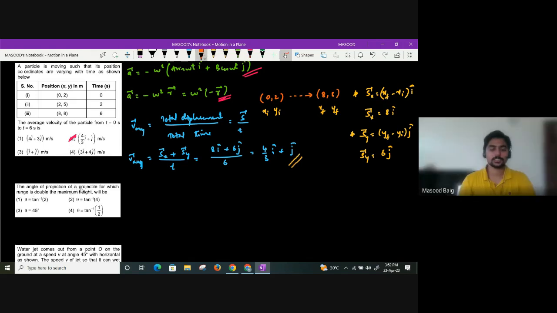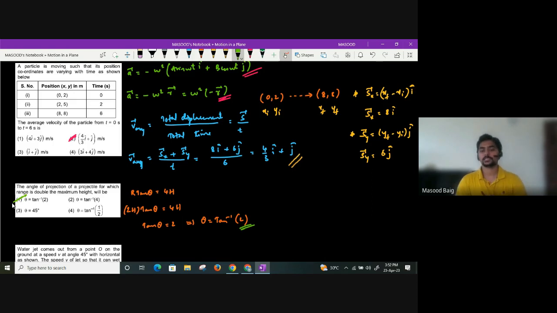Angle of projection of a projectile for which range is double the maximum height. Now, just now we have seen that there is a certain relation between range and maximum height. What is that relation, beta? R tan theta will be equal to 4h. What they are saying is the range is double the maximum height. So here can I say R value will be 2h or not? 2h tan theta will be equal to 4h. What will I get tan theta as? 2. Implies what will theta be, beta? Tan inverse of 2. So theta is the angle of projection over here.